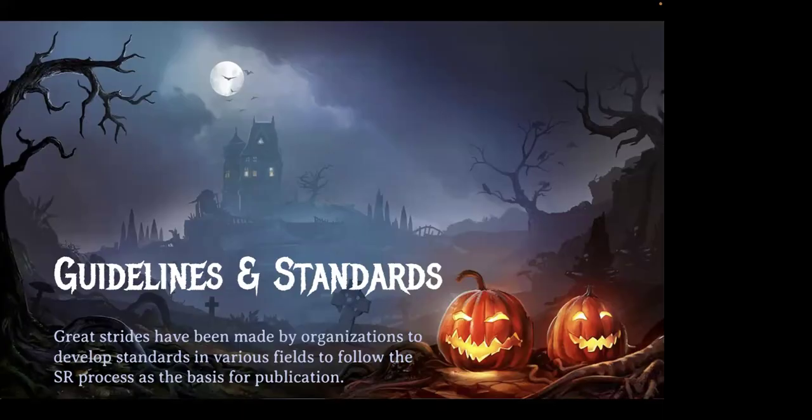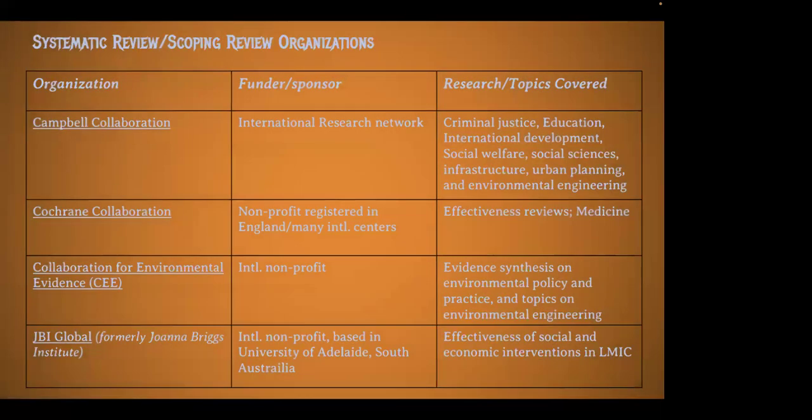So you have agriculture guidelines, you have engineering, oh gosh, I just blanked, education. There are a lot of other options and organizations that have developed standards so that you can still follow that rigorous systematic review process for publication. We'll take a look at a couple of these. The ones on this slide are probably the most recognizable. So you have the Campbell Collaboration. I have the funder and sponsor information as well.